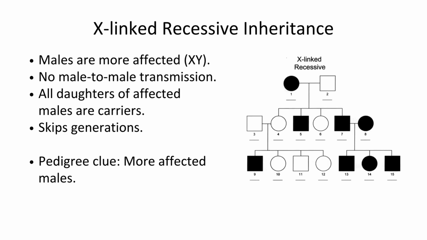X-linked recessive conditions primarily affect males, since they have only one X chromosome. There's no male-to-male transmission, and all daughters of affected males become carriers. This pattern often skips generations. On a pedigree, look for more affected males and a maternal transmission pattern.